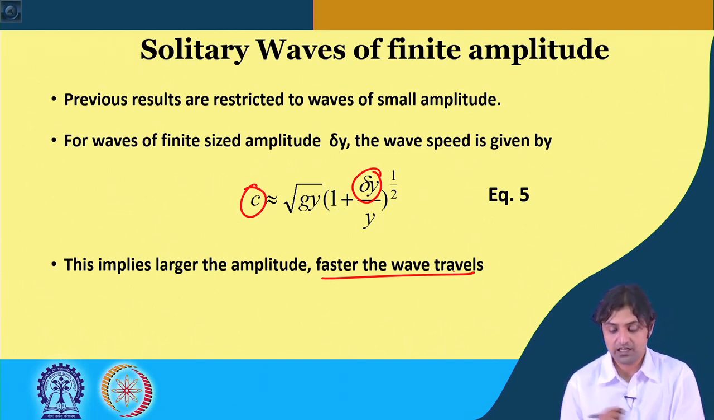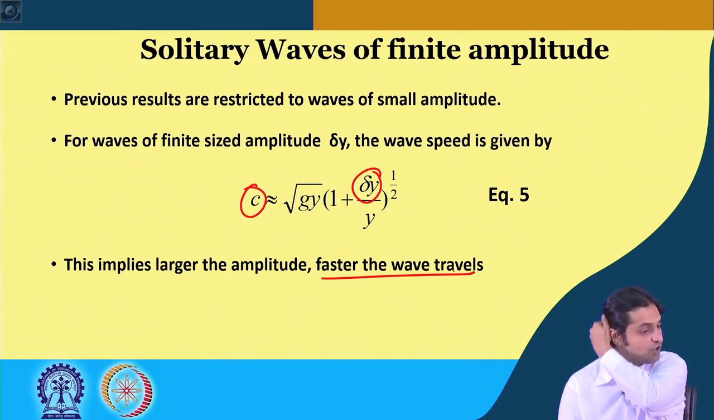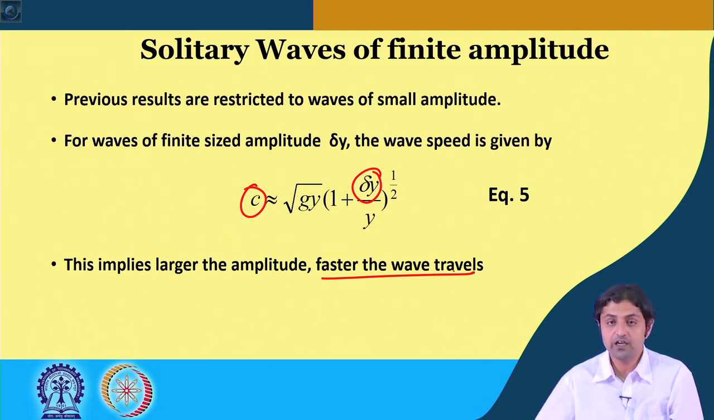Okay. So, earlier we found out that for small amplitudes, the wave speed was not dependent upon the amplitude of the wave, but for finite sized amplitude solitary waves, the waves which have larger amplitude will travel faster.